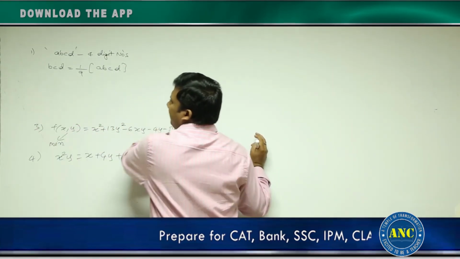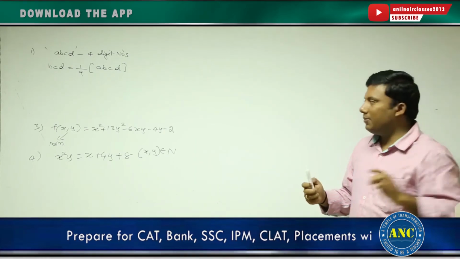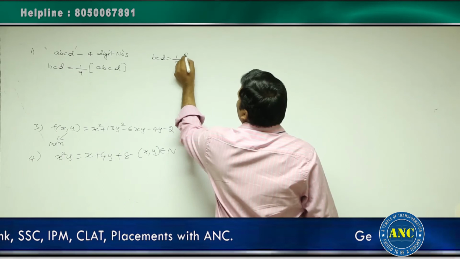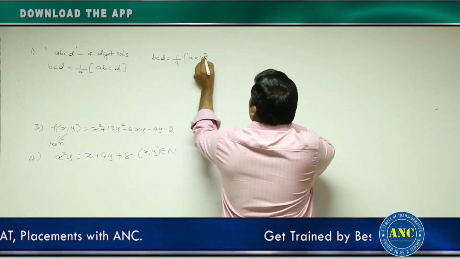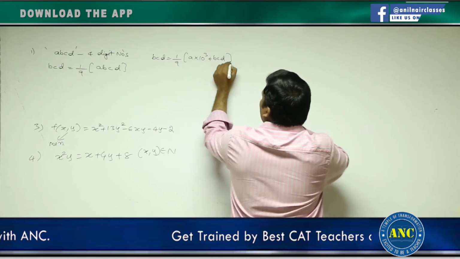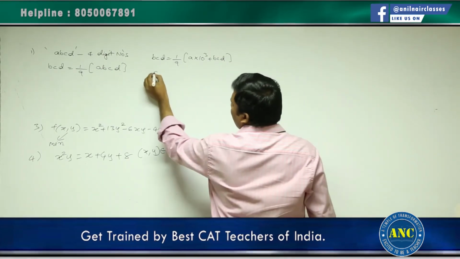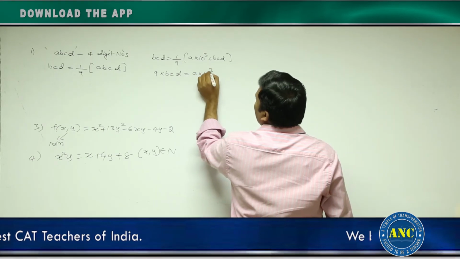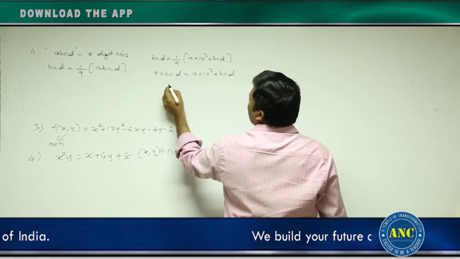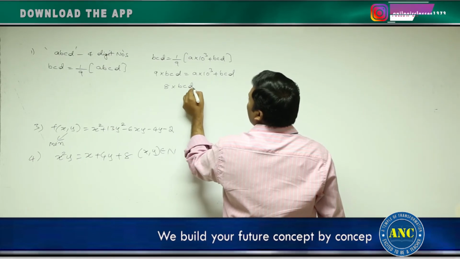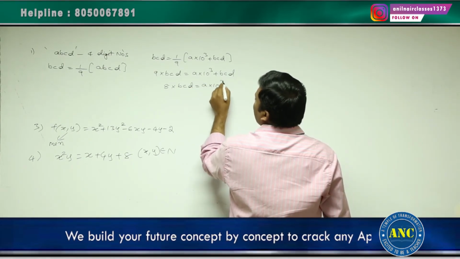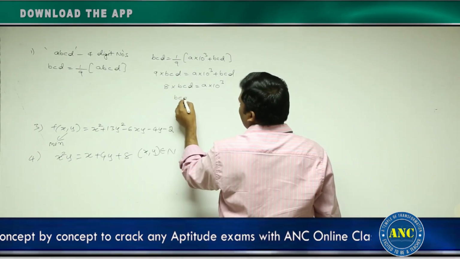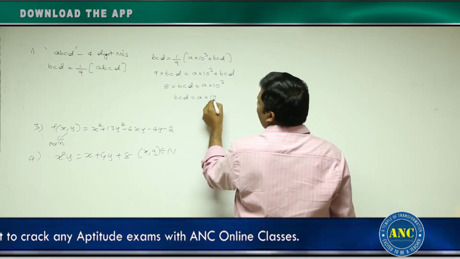First one is easy. There is a 3-digit number BCD. BCD is given by 1/9 of A into 10 cube plus BCD, because A is there in thousands place. This will become 9 into BCD equivalent to A into 10 cube plus BCD. So this will be 8 into BCD equivalent to A into 1000. So this will become BCD equivalent to A into 125.